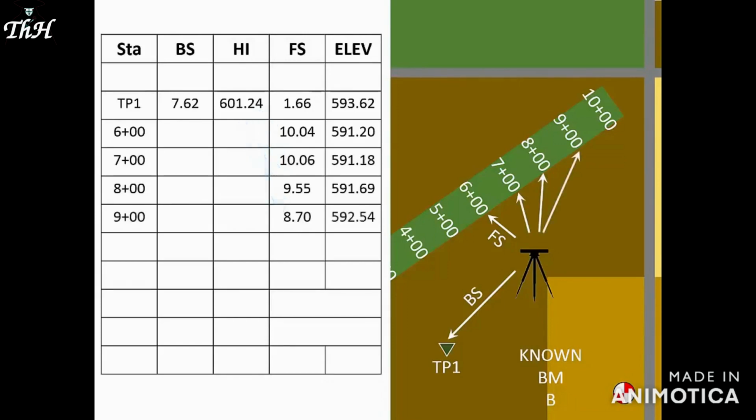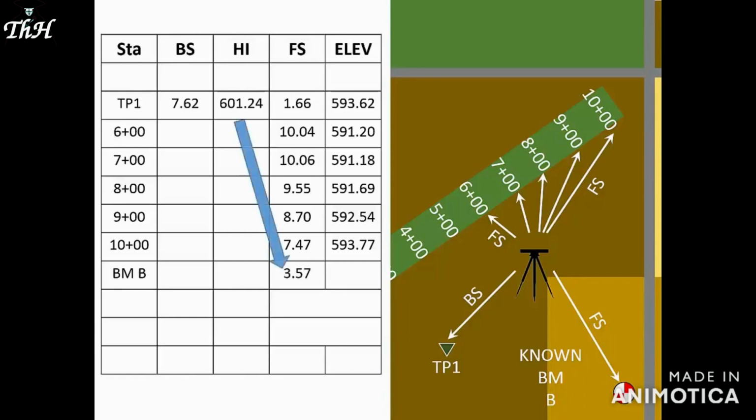Now, the final closing rod reading is on our ending benchmark. It may be tempting to call this a backsight, but actually, it's a foresight. Remember that there is only one backsight per instrument setup. For this setup, we took the backsight reading at the turning point. Therefore, the rod reading on the ending benchmark is a foresight.